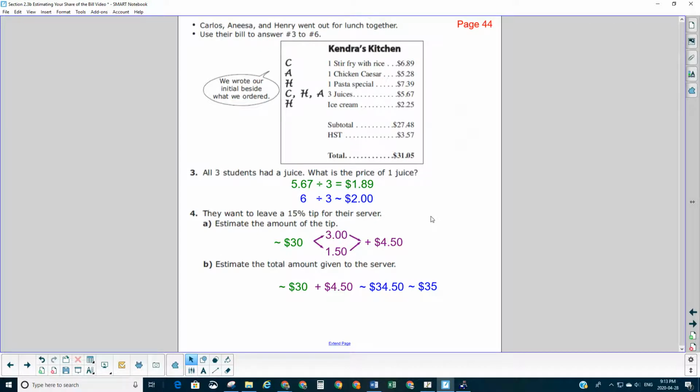But here's the real question. How much should each of these people pay? We said if each person paid $10, then that wouldn't be enough. So we could take the $35 and divide it by 3 and say that that's about $12.